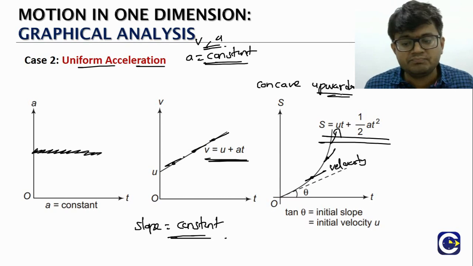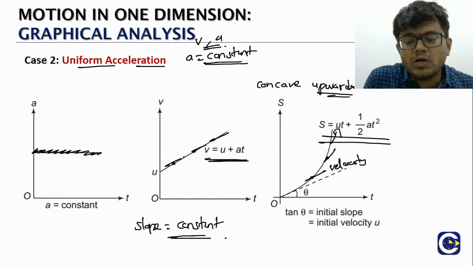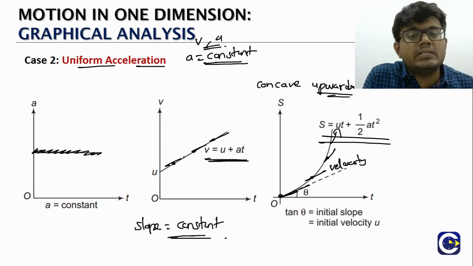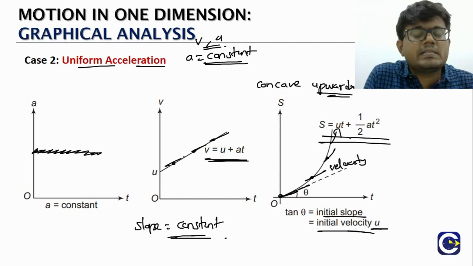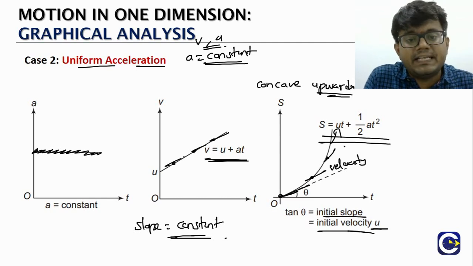So here, if you want to know the initial velocity, at the t is equal to 0 point, you have to draw the tangent. If you draw a tangent at t is equal to 0, we will get the initial slope, which is our initial velocity u. But the curve is given by s is equal to ut plus half at square.